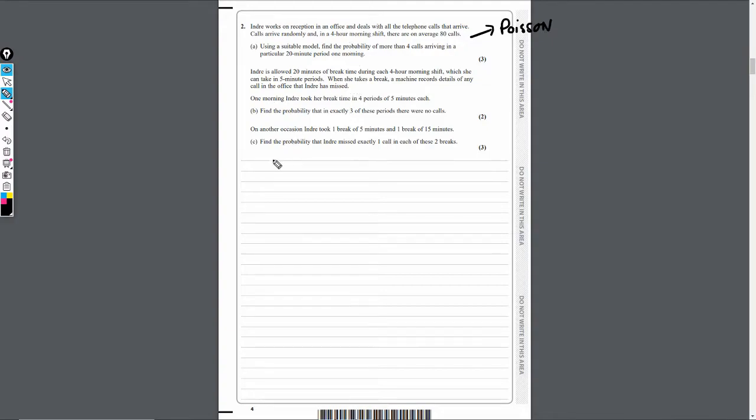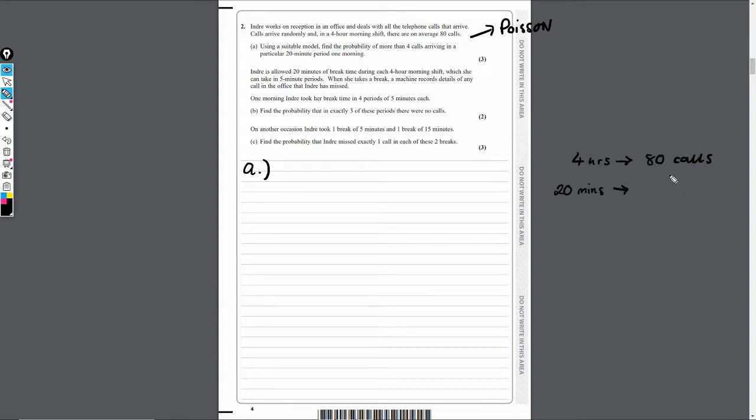So for part A, it just says using a suitable model, find the probability of more than 4 calls arriving in a particular 20-minute period one morning. So we're told in a 4-hour shift, there's on average 8 calls. So this is just a reception, and then there's calls coming through. So in 4 hours, 8 calls. Okay. Well, we need to know for a 20-minute period. So we've got to adjust this now. So for 20 minutes, how many calls will there be?